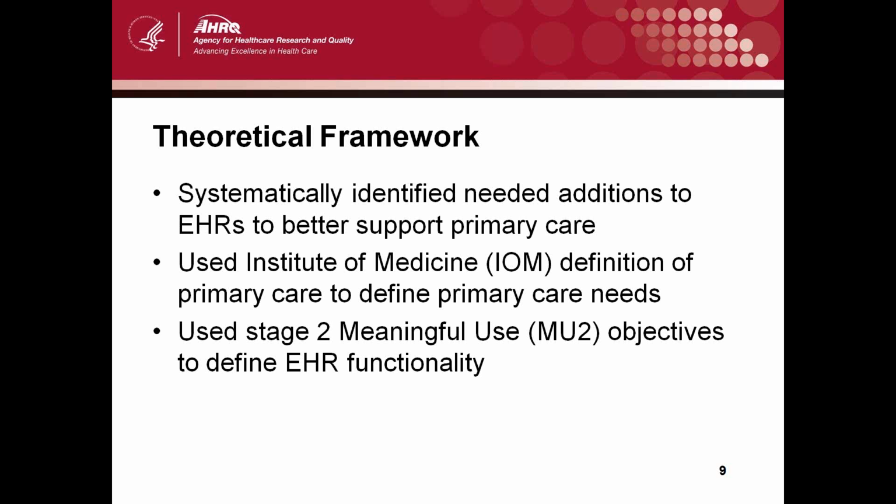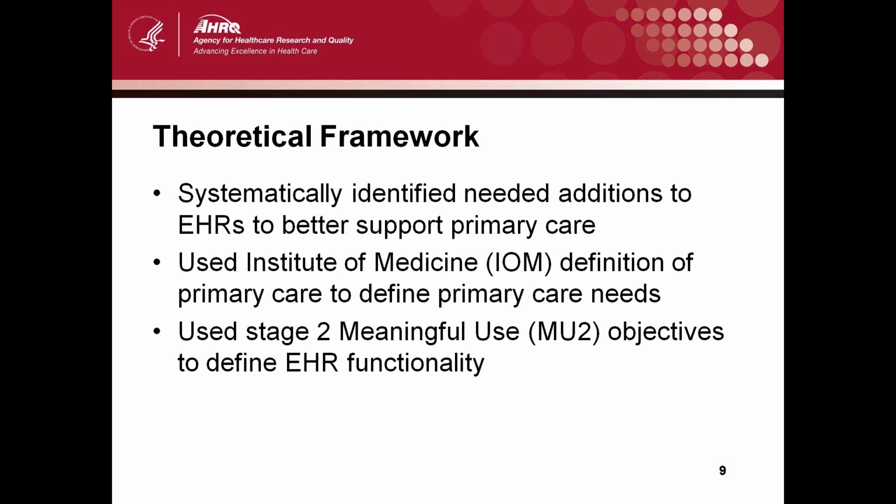And what the group decided to do was to say, let's use the Institute of Medicine's definition of what primary care is and what primary care does, and use that as a basis to say that electronic health records should support that functionality. And then the group said, let's use stage 2 meaningful use objectives to define what electronic health records can currently do. That second part of the assumption in the theoretical framework has obvious limitations. Electronic health records can do a lot of things that aren't mandated through meaningful use. But meaningful use creates a really nice roadmap of what basic functionality within electronic health records should be.